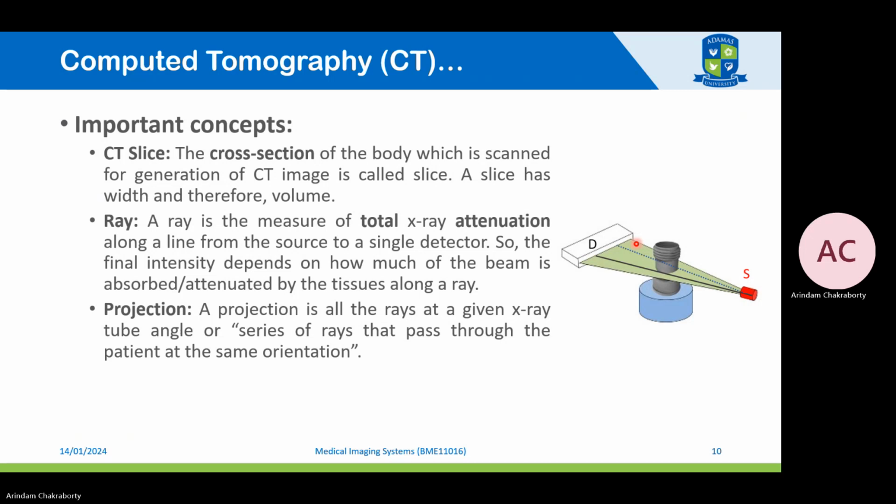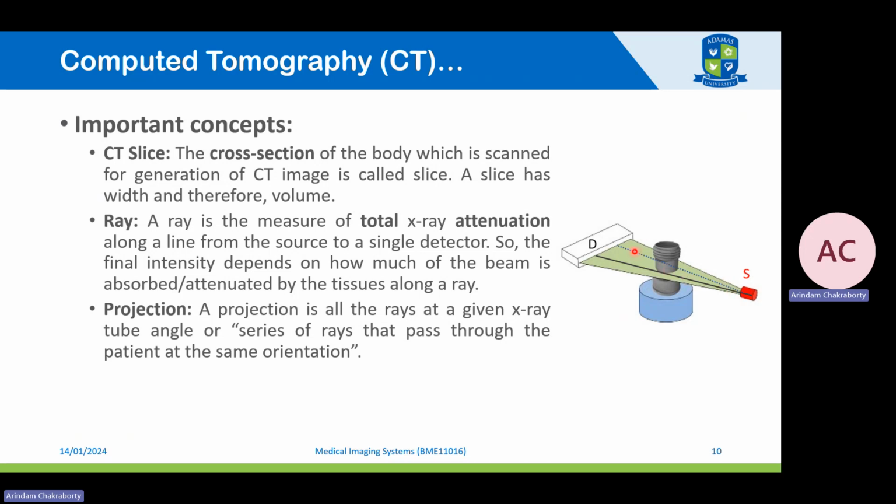The rays here are basically a measure of the total X-ray absorption or attenuation along a particular line from the X-ray source to a single detector. If we consider the red one being the source and this one being the detector, then this solid black line is my ray, because it is the measure of the total attenuation of all the X-ray along this line.